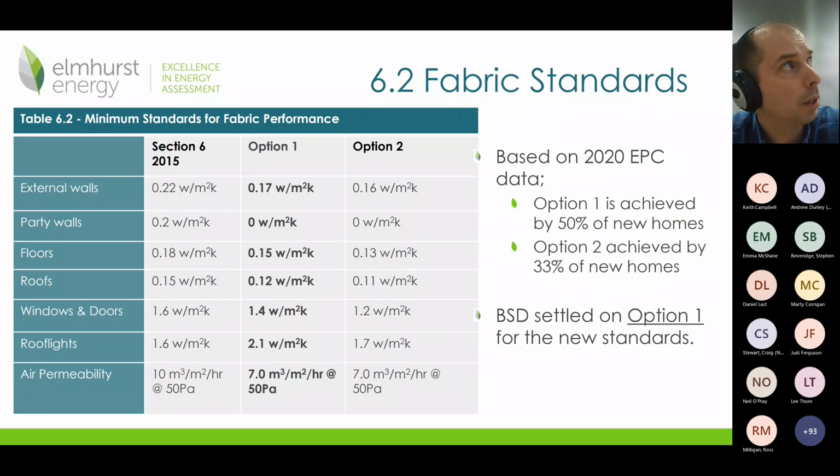When they analysed these standards, they found option 1 was achieved by 50% of new homes and option 2 by 33%, and they settled on option 1 as the new standards. So you can see compared to section 6 2015 there is a bit of an improvement, but really nothing that should be scaring developers too much at the moment.